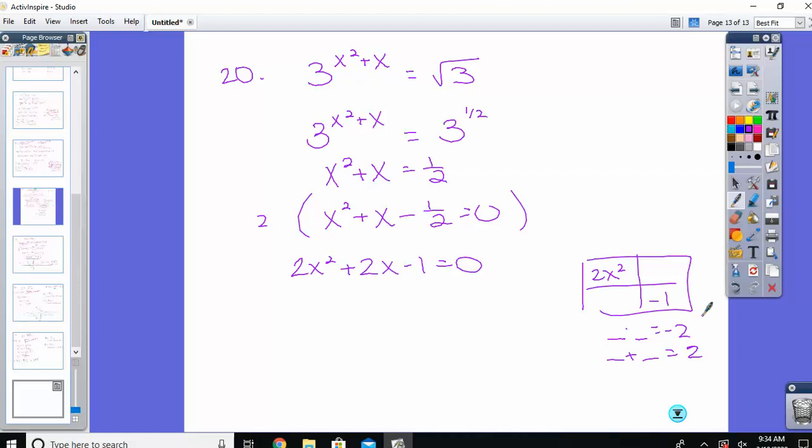Is there any question? Yes, ma'am. Did you, in the parentheses, multiply by 2? Mm-hmm. Why did you do that? Just to get rid of the fraction. What do we do if box method doesn't work?